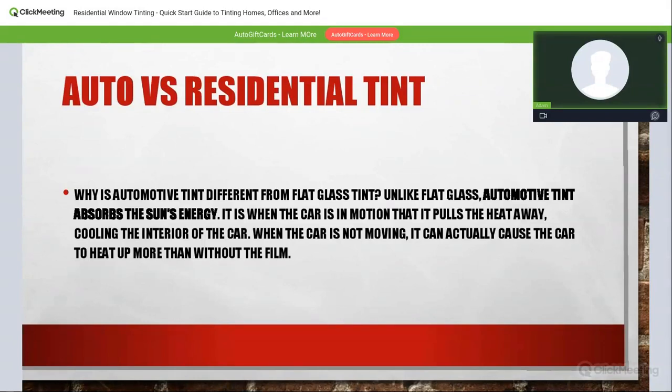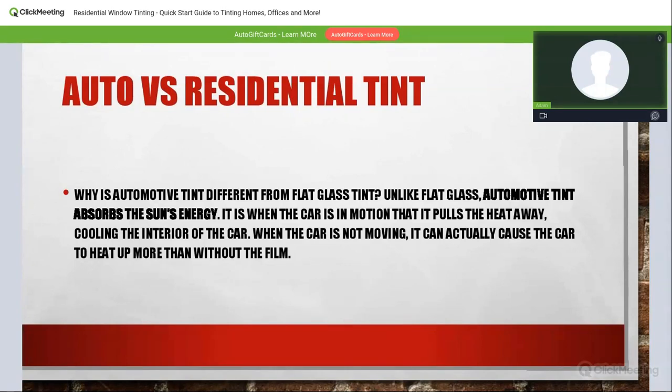So here's the big one. We learned about low E glass coating. We learned about different reasons why people need residential window film or commercial film. Next thing is auto versus residential. Now, we see a lot of stuff on social media that people use the automotive film they have for their cars and they put it on house windows.